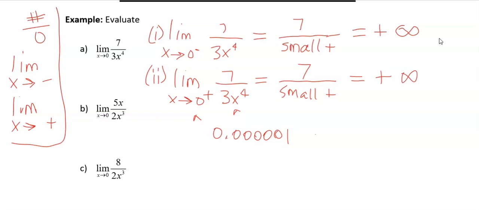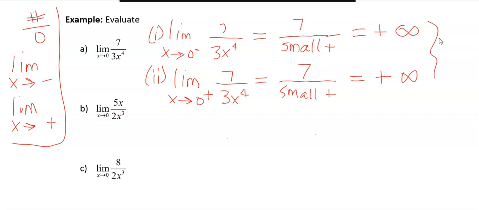So what does that mean? Is the limit from the left equal to the limit from the right as x goes to 0? And the answer is yes, they are. Look at that. They're both going toward positive infinity.